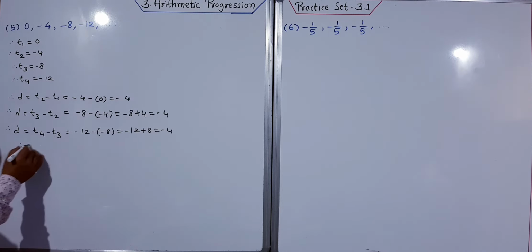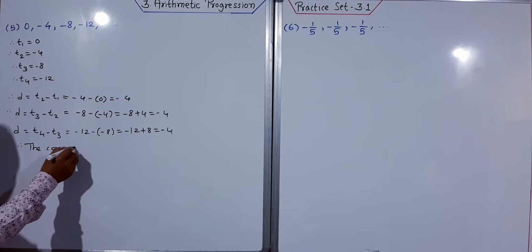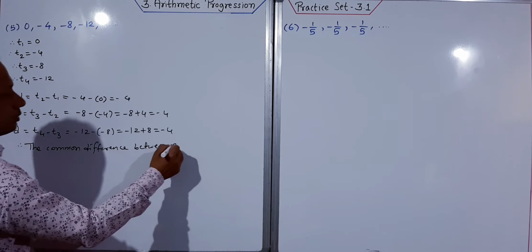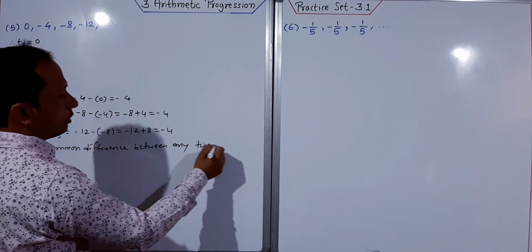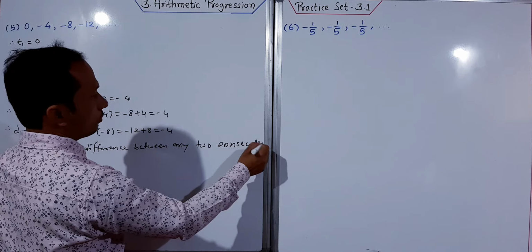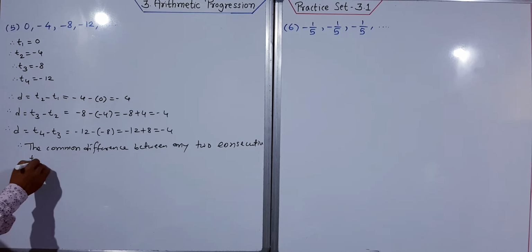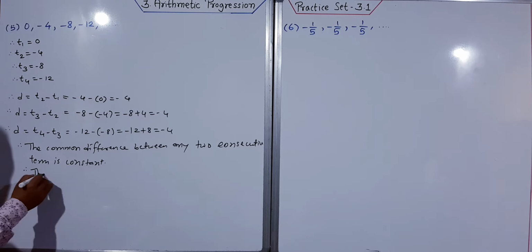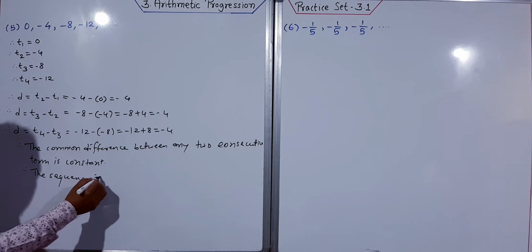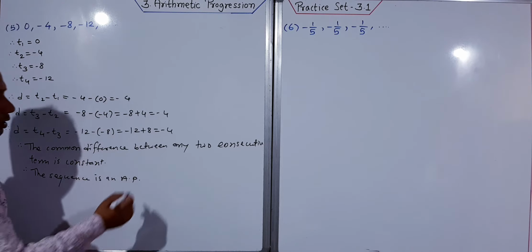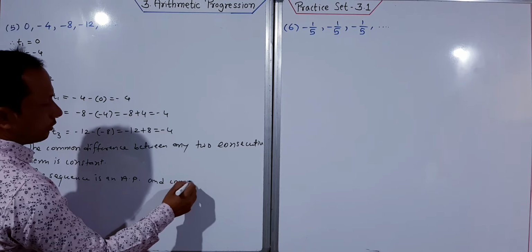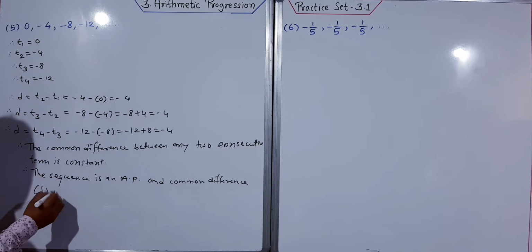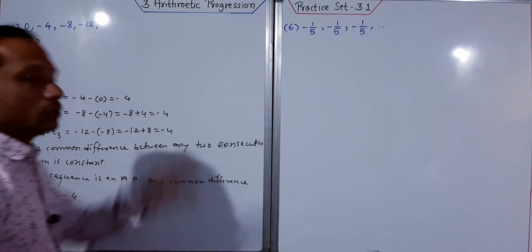Therefore the common difference between any two consecutive terms is constant or same. Therefore the sequence is an AP, and the common difference, it is D actually, is minus 4. Okay, so come to the next example.